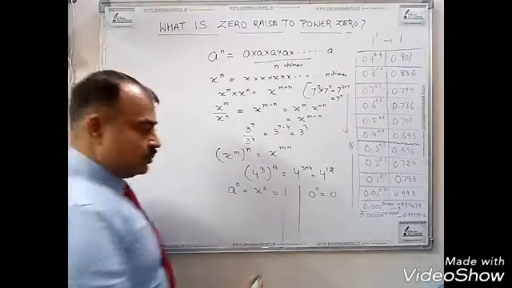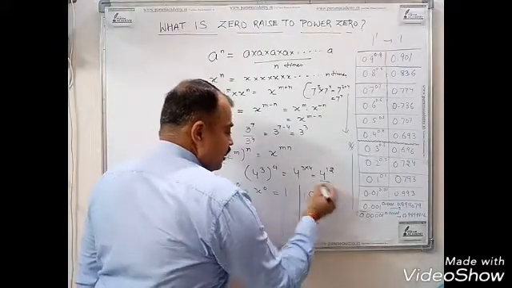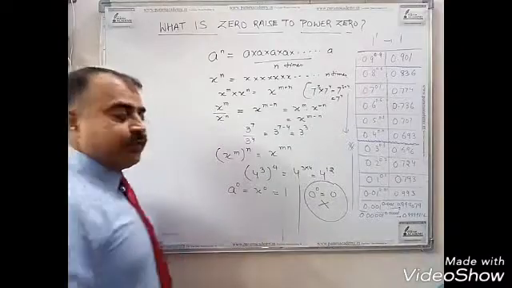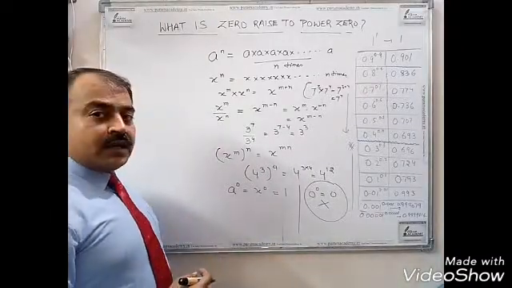Isn't it? No. If 0 raised to power 0, then it is not correct. Now what exactly would our answer be? Let's find out what exactly 0 raised to power 0 is.